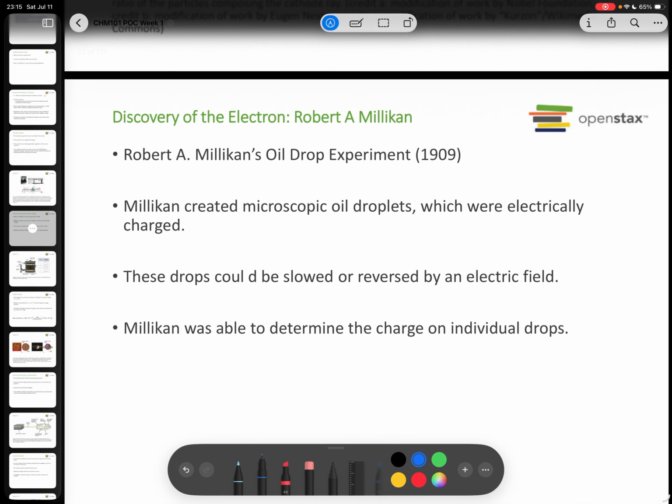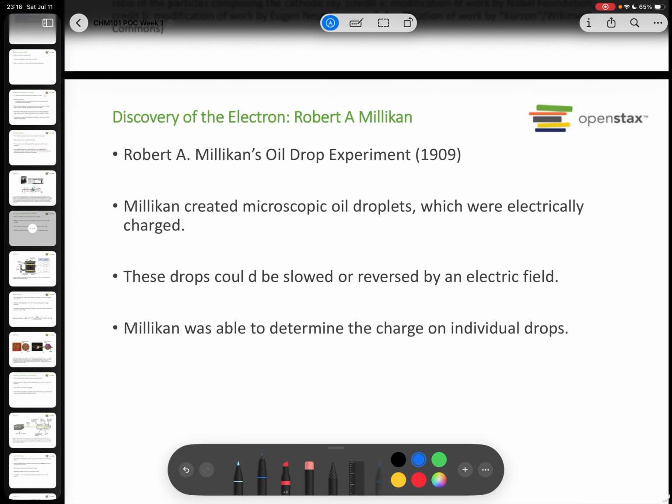So, after naman nung experiment ni Thomson, after niya ma-identify yung electron tsaka yung charge to mass ratio, si Robert Millikan measured the charge of the electron using the oil drop experiment. So, Millikan created tiny oil droplets that carried electrical charge. Okay, may electrical charge na yung oil droplets. So, these droplets naturally fell because of gravity, but an electric field could slow them down pala.